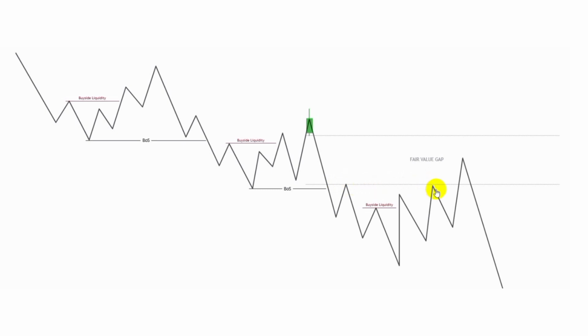Now we see the push of price to the downside failed to give us the impulsive move to take out the external liquidity.